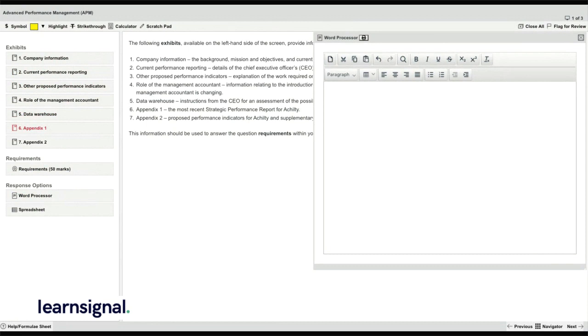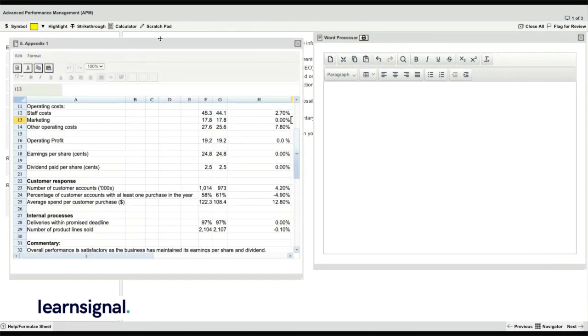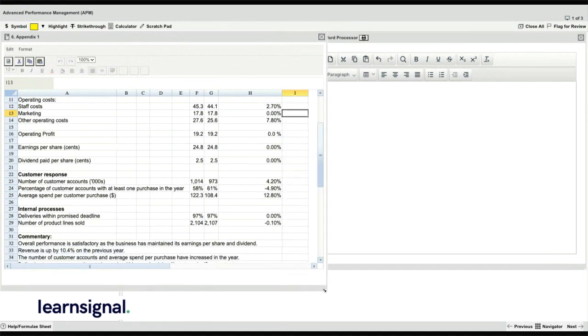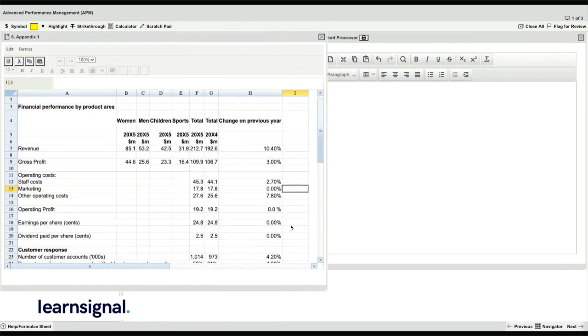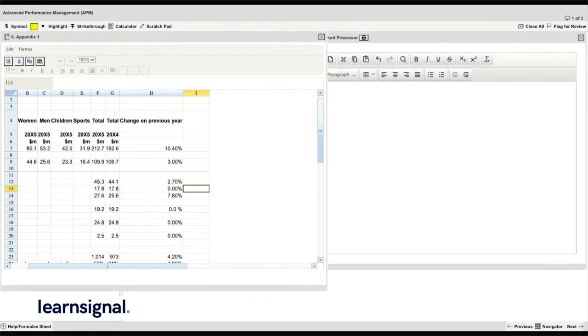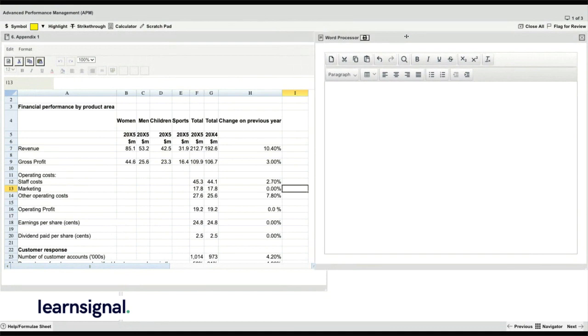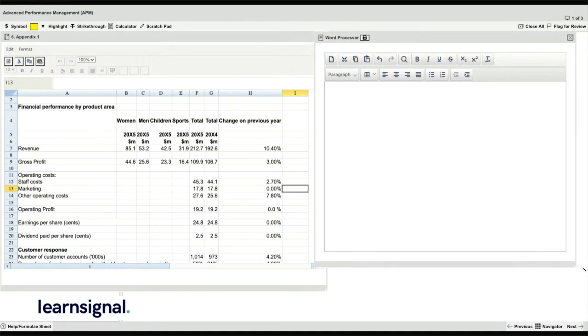Okay, now let's have a quick look at the performance report from Appendix 1. We're not going to get into the specifics of each item, but as you can see, there's lots of information available. Remember, we are focused on the report itself, not the performance of the business. I'm now going to go quickly through the suggested solution.